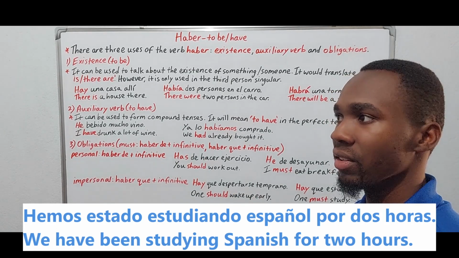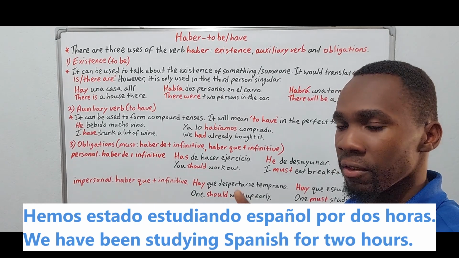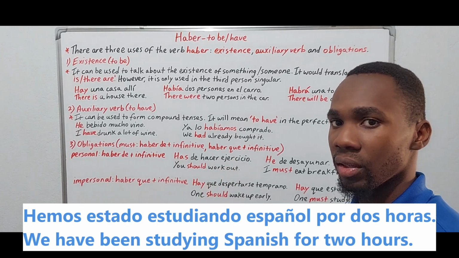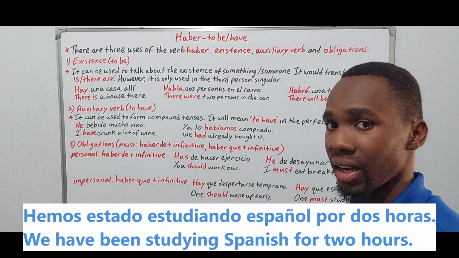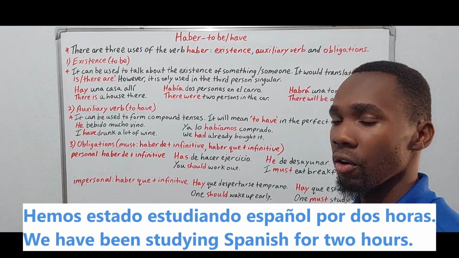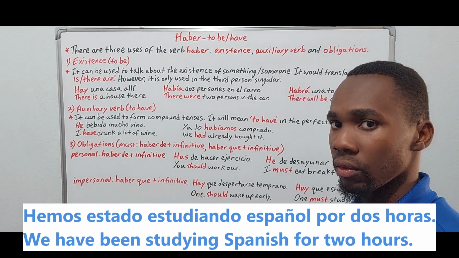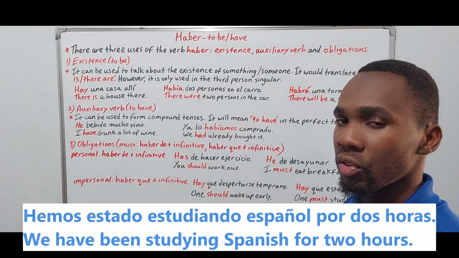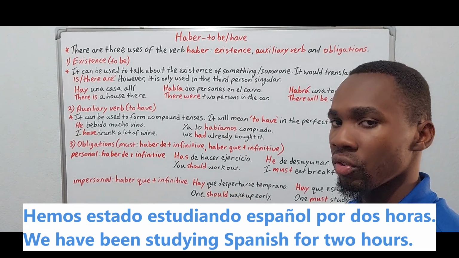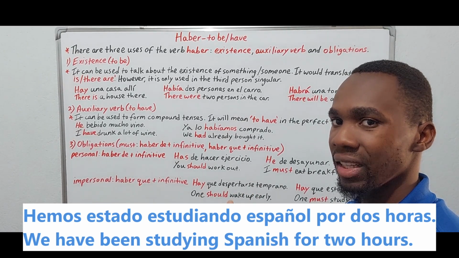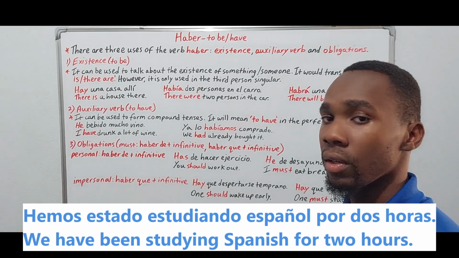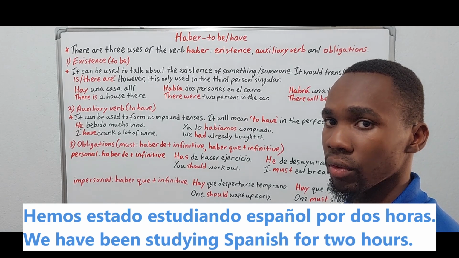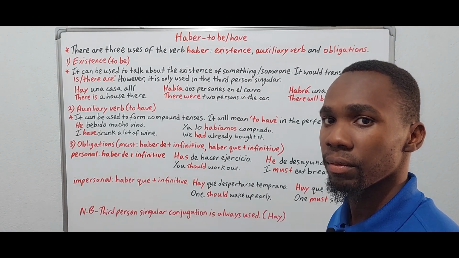So this is like the present perfect continuous because you have haber, you have the past participle of estar, and then you have the gerund of estudiar. So that would be the present perfect continuous. Hemos estado estudiando español por 2 horas. We have been studying Spanish for 2 hours.